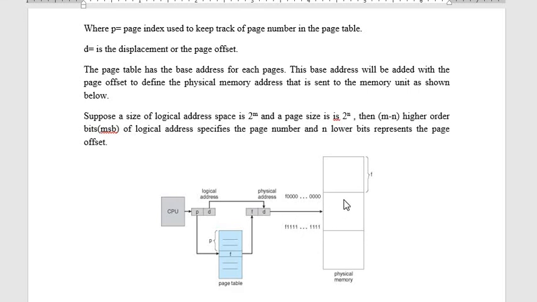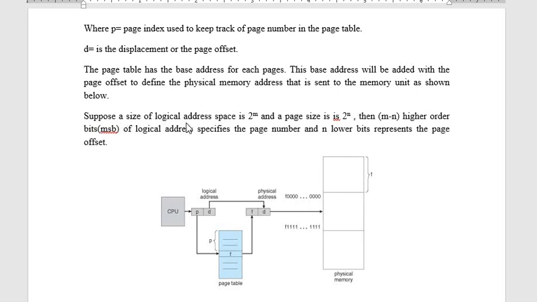The same thing, because the entire page has been placed in this one particular frame, right? So even within the frame, if you want to locate a particular location, you can add d and get to access that particular location.